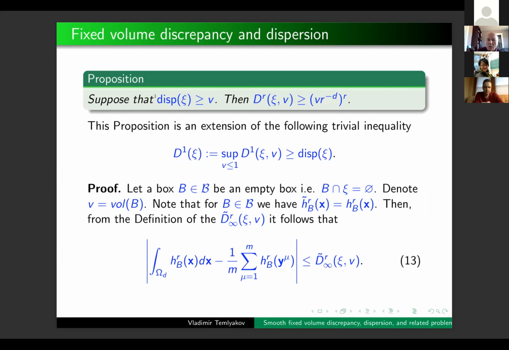If you know that the dispersion of a given set is bounded from below by this V, which has the same sense as the volume because it is the volume of the box, then we claim that the fixed volume V discrepancy, and this is not periodic, but periodic is even bigger, is bounded from below by this. So these things are related. And that means if you have a bound for that, then you have the corresponding upper bound for discrepancy.